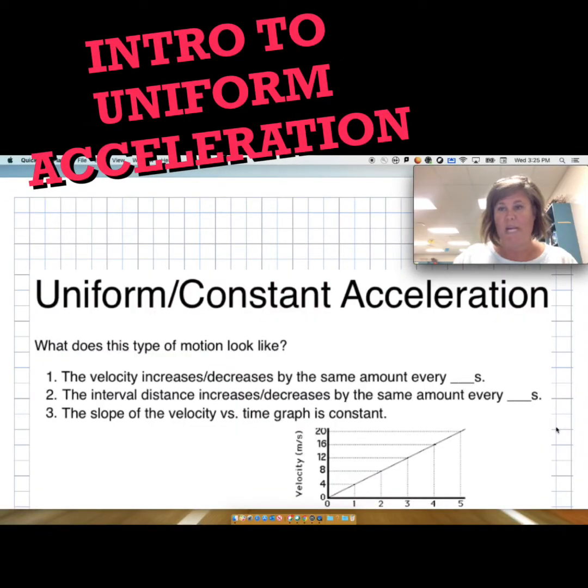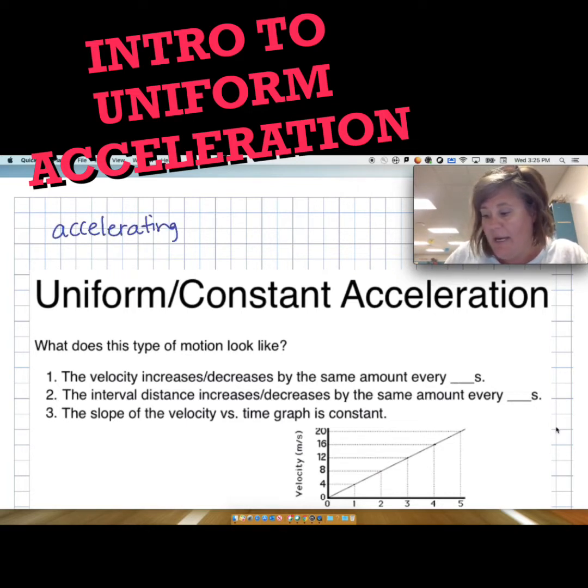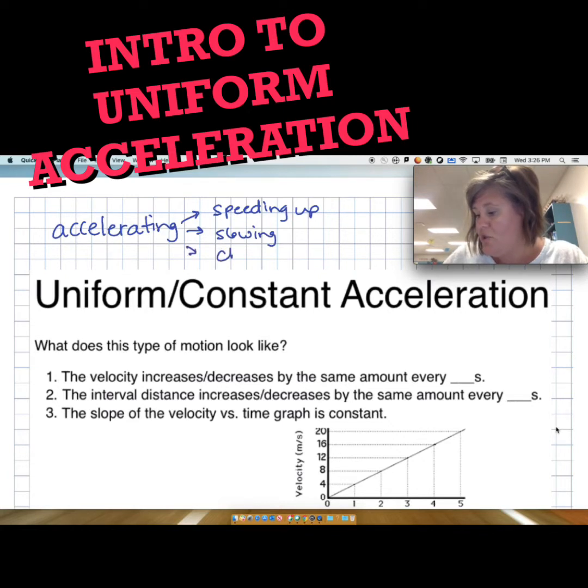All right, so we are looking at uniform or constant acceleration, which is way different than uniform or constant speed/velocity. So remember that when something is accelerating, the object is either speeding up, slowing down, or changing directions. And acceleration is the rate at which that velocity changes.